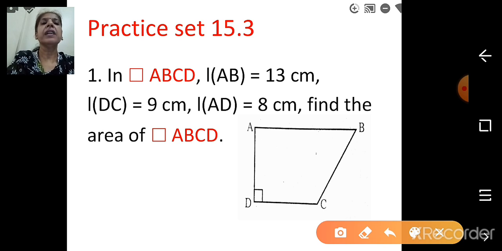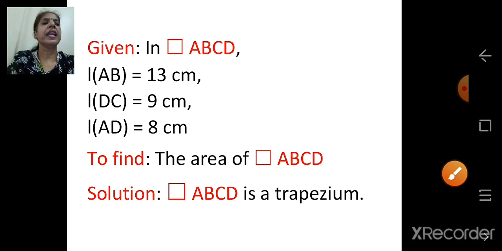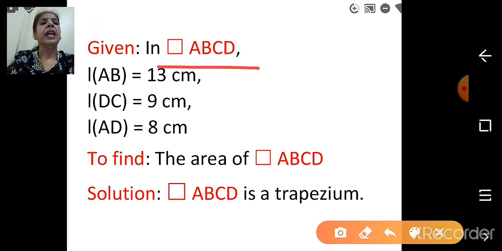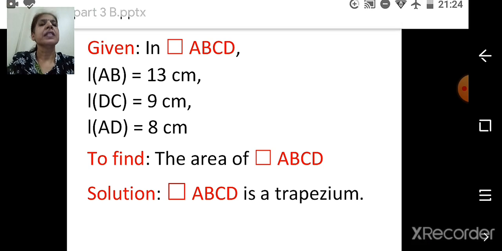What we have to find here? We have to find the area of trapezium. So first write given. In quadrilateral ABCD, length AB is equal to 13 centimeter, length DC is 9 centimeter, length AD is 8 centimeter. What we have to find? We have to find the area of quadrilateral ABCD. So solution. We will mention here that quadrilateral ABCD is a trapezium, as it has only one pair of opposite sides parallel. So given quadrilateral ABCD is a trapezium.